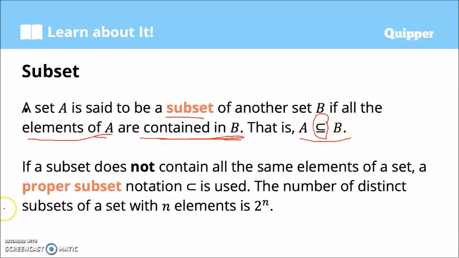Alright? So, if a subset does not contain all the same elements of a set, a proper subset notation is used. This is the notation of a proper subset. The number of distinct subsets of a set with n elements is 2 to the power of n. We are going to have another video that discusses this concept.